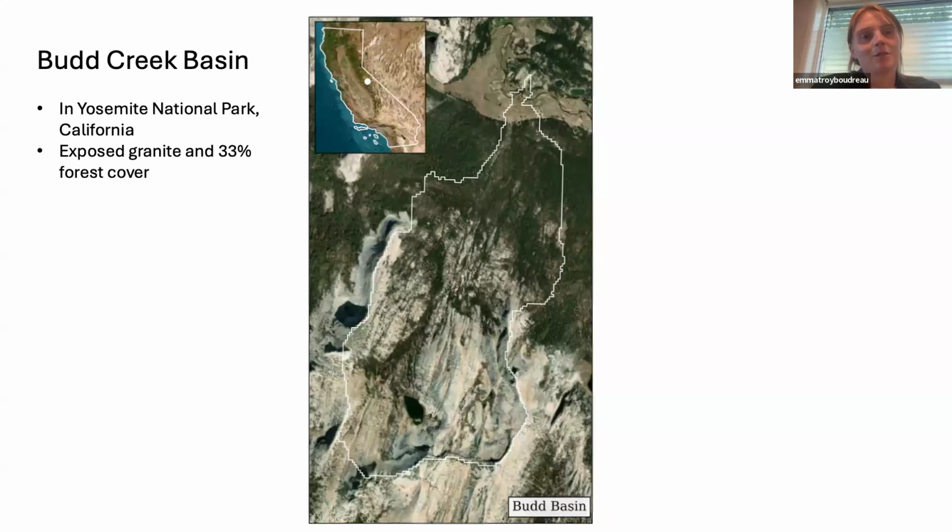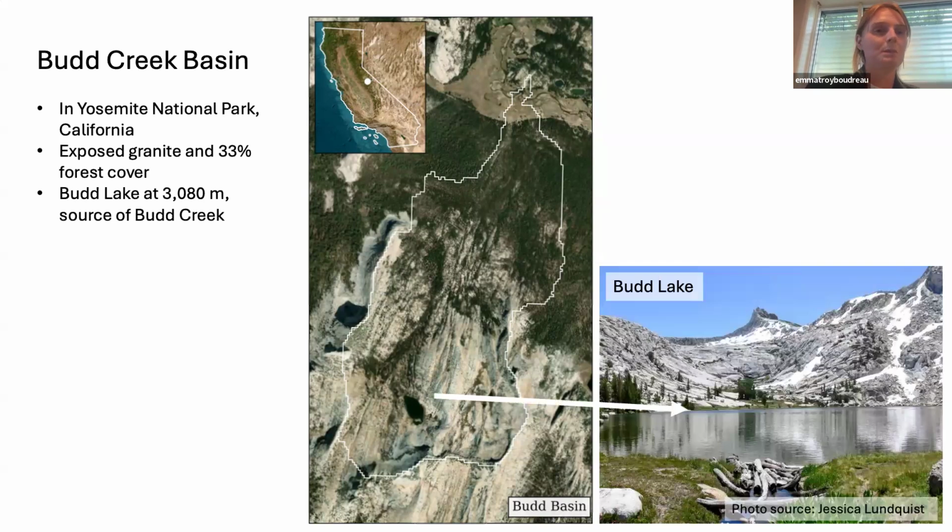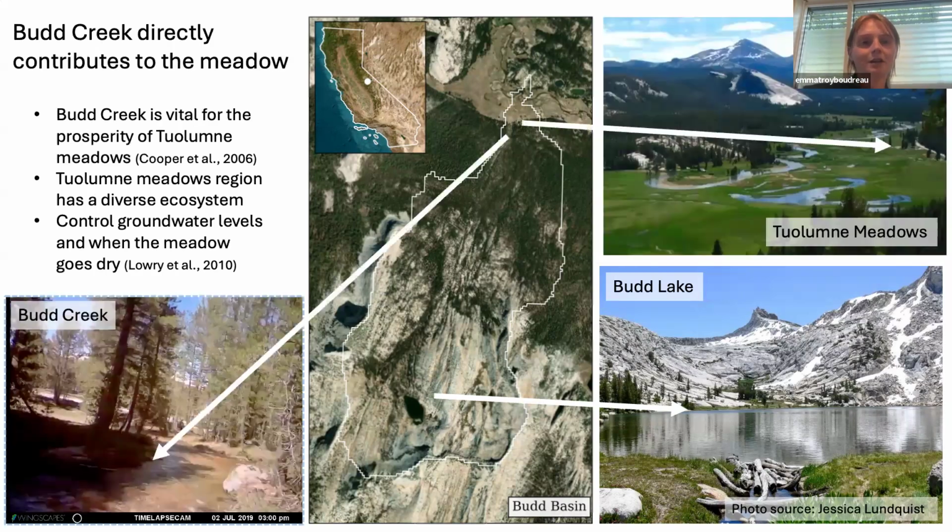Bud Creek basin is mostly made up of exposed granite, and it has about 33% forest cover. In the basin, there's Bud Lake at 3,080 meters, and this is the source of Bud Creek. This is a relatively small basin, only about 7.6 square kilometers, but Bud Creek is very vital for Tuolumne Meadows, which is one of the largest subalpine meadows in the Sierra Nevada, and it's a prominent tourist destination.